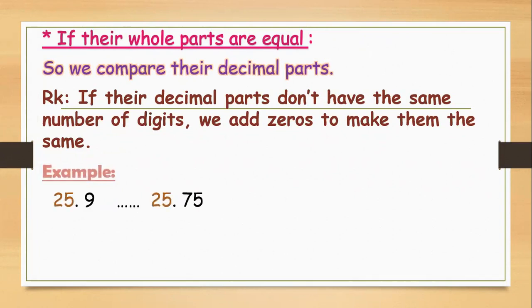25 and 9 tenths, 25 and 75 hundredths. Look, these two numbers have the same whole parts, 25 and 25. So now we will compare their decimal parts. But the first number has only one digit in the decimal part, and the second one has two digits. They are not the same. So what do we have to do?